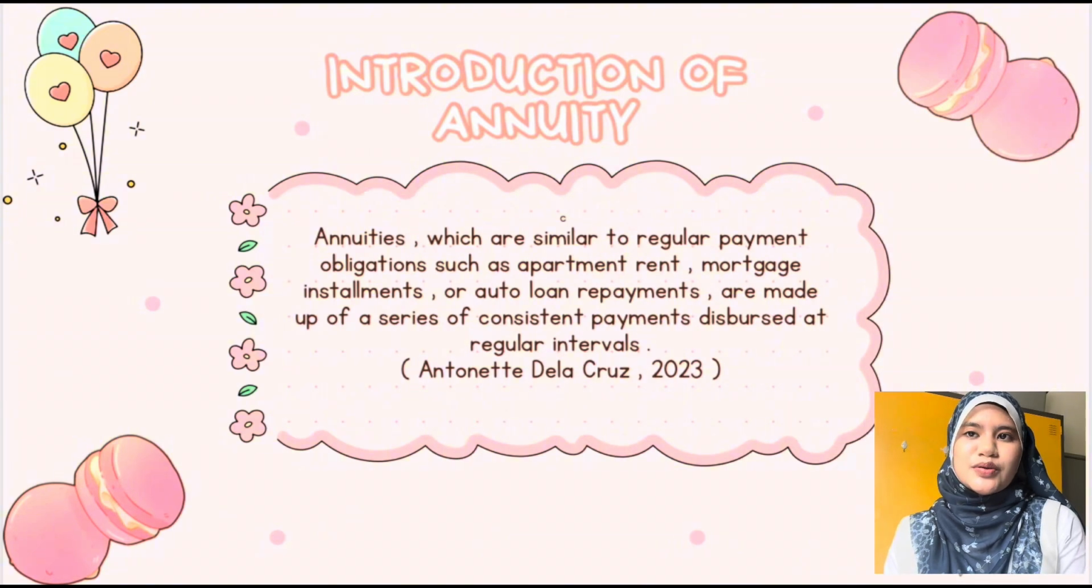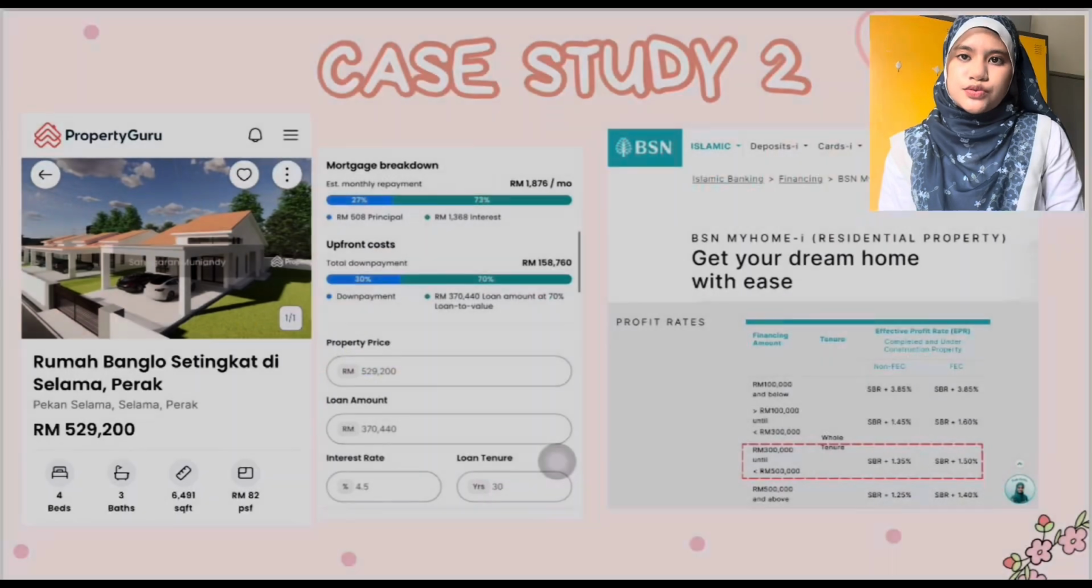Annuities, which are similar to regular payment obligations such as apartment rent, mortgage installments, or auto loan repayments, are made up of a series of consistent payments disbursed at regular intervals. Case study 2. Problem statement.